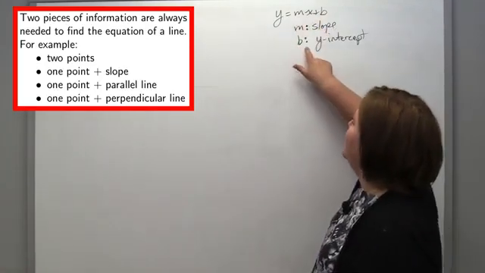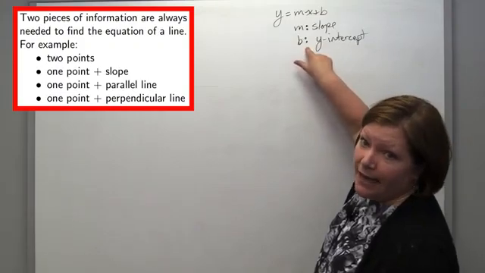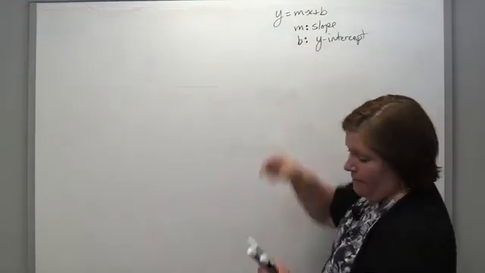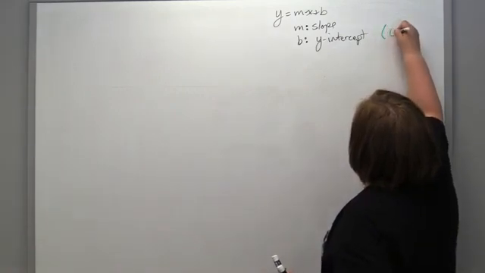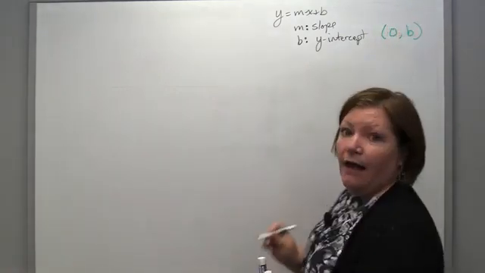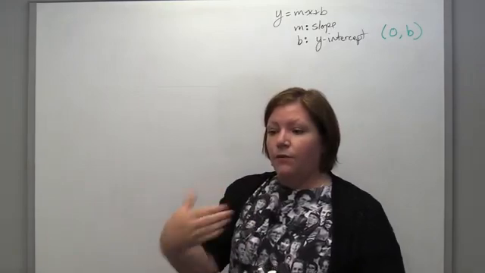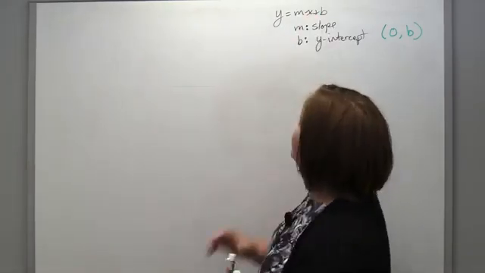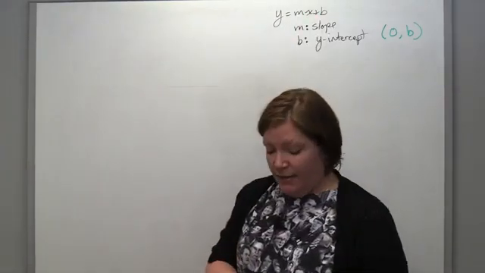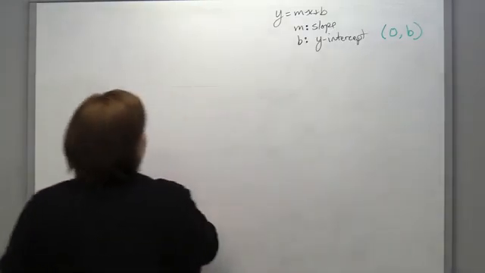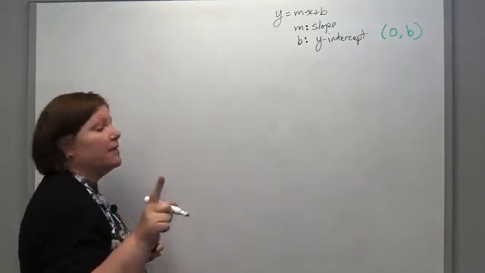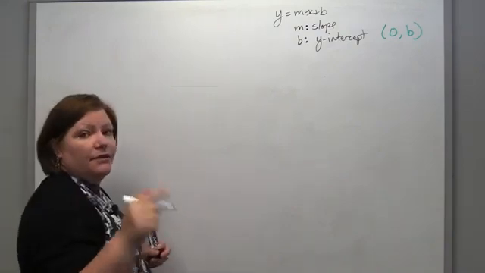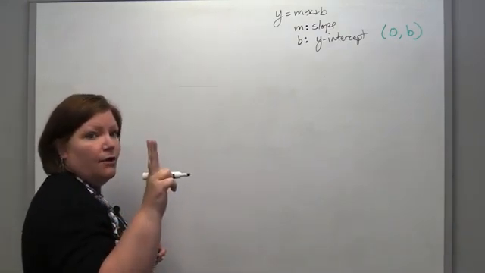And then if one of those points is not the y-intercept, remember the y-intercept is the point 0, b on the line, then we would have to do some algebra to figure that out. And there's different ways to go about that. One is what's called the point slope form of the line. And it's called that because you know a point and you know a slope.